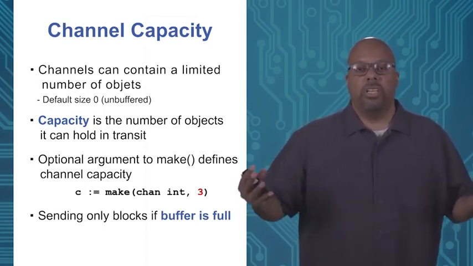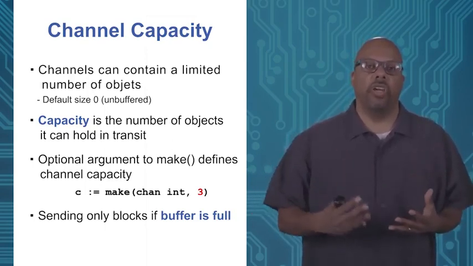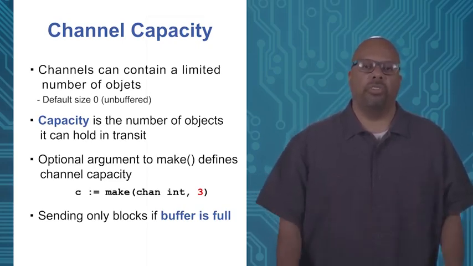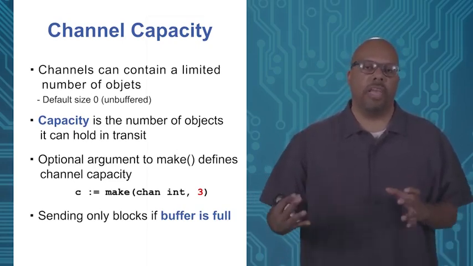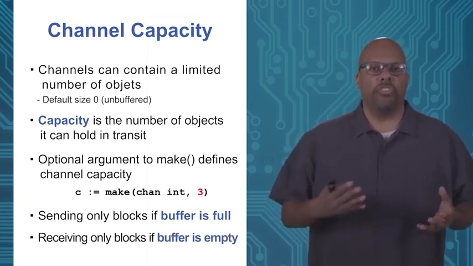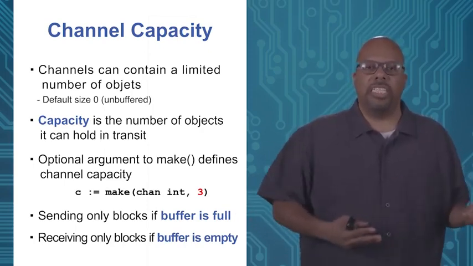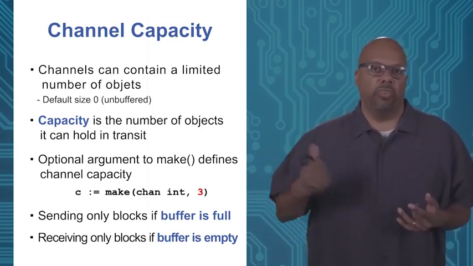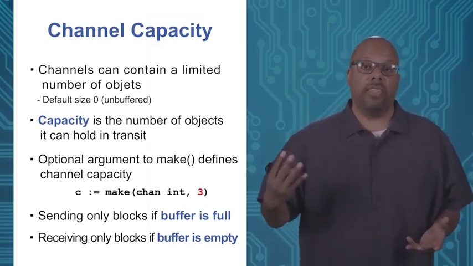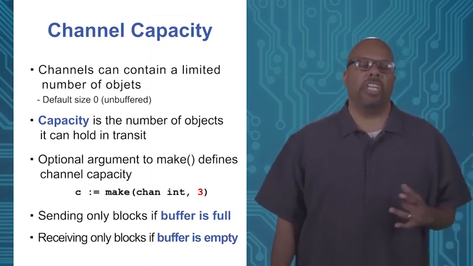Now it's limited because memory is finite. The buffer can only have a finite size, but you can continue for more time without blocking, and so it can help you sometimes. Also, the same thing happens on the receive end. Receiving only blocks if the buffer is empty. So if the buffer is full, with 3 objects in it, you can do 3 receives without any sends because it can receive those 3 things in the buffer. On the 4th receive, once the buffer is empty, that receive will have to block.